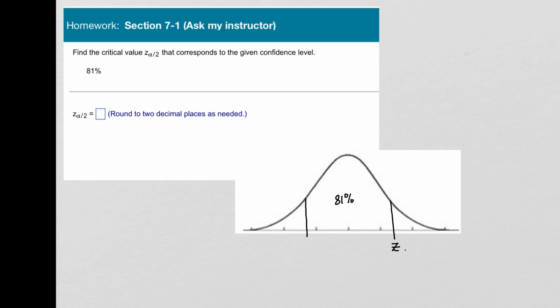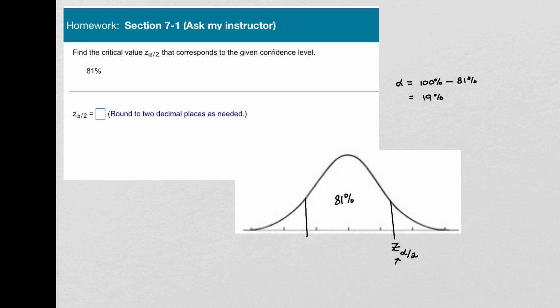So for the moment, I'm going to call this z sub alpha over 2. But we would need to know what is this value here for alpha, and then what is half of that. So 81% is the area in the center. Alpha is 100% minus that center 81%. So in this particular problem, alpha is 19%.